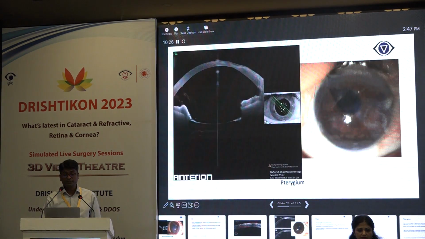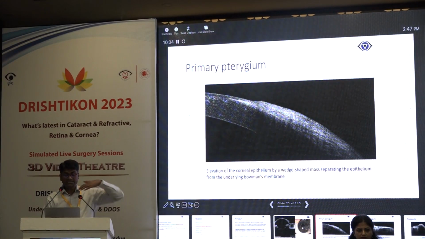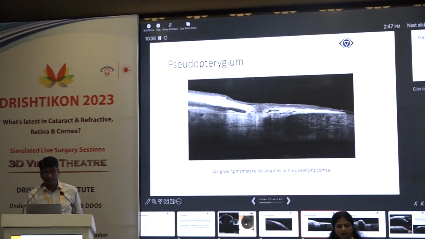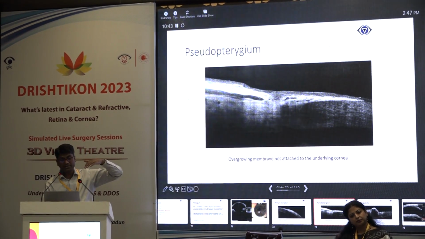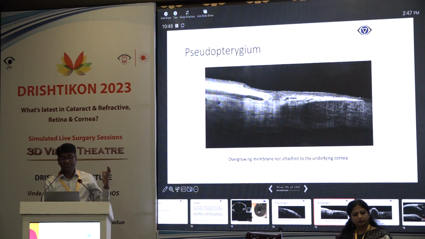Dystrophy, degenerations, pterygium. So this is the pterygium, and this tissue is under the epithelium. This is very important. So you can see it is attached to the cornea. If you see the pseudopterygium, there's a gap. So pseudopterygium has come and just got attached, but at the base it is not attached to the cornea. The treatment is different. Here you don't really have to do a CAG, but in pterygium you'll have to do a CAG.